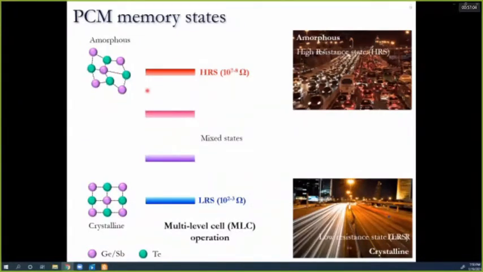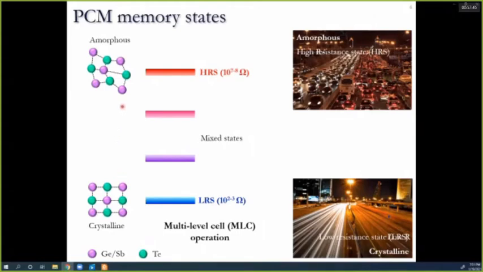Now, because of this very large memory window between the high resistance state and the low resistance state, the PCM HRS and LRS can not only be easily distinguished from each other, but we can also accommodate various other program states in between the HRS and LRS. These intermediate states can have resistance levels in between the LRS and HRS levels, and are also known as the mixed states. In these mixed states, we have the cells in various proportions of the amorphous and crystalline states.